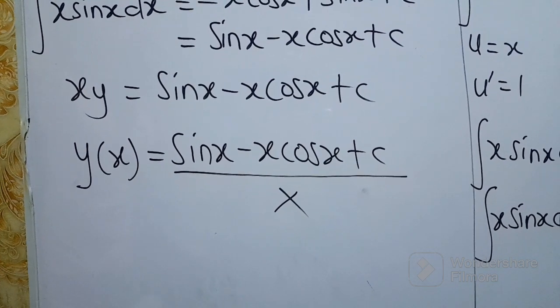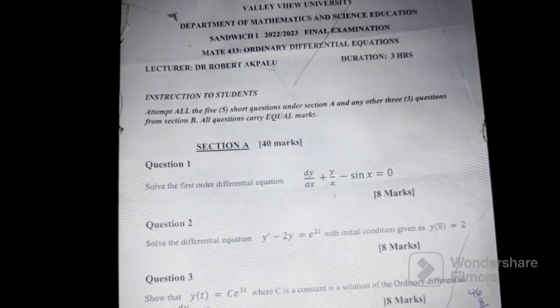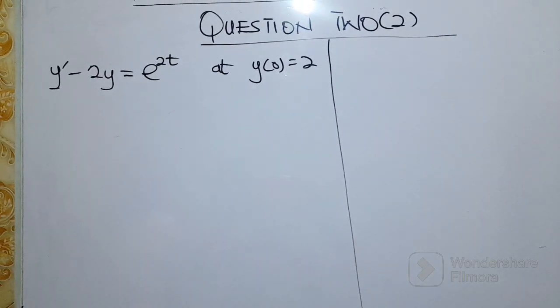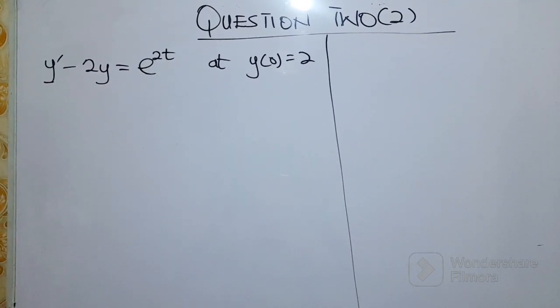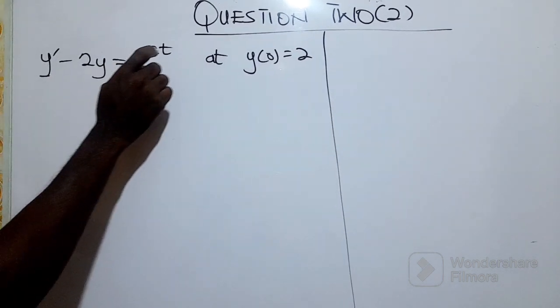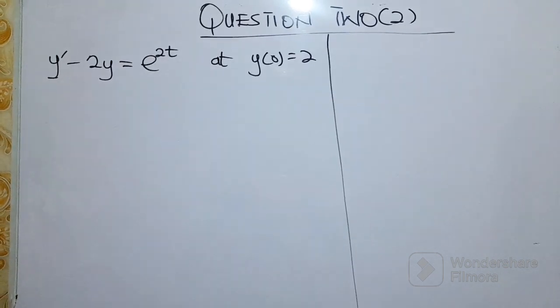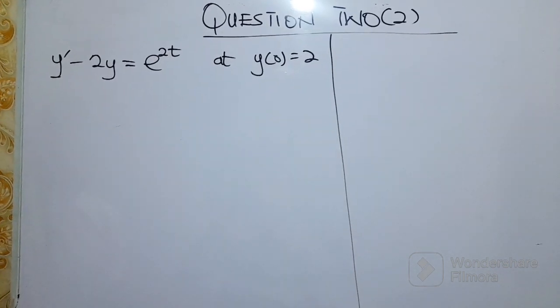We'll go to question 2. So question 2, which is also worth 8 marks, is that we should solve the differential equation y prime minus 2y equal to e exponent 2t, with initial condition giving us y of 0 equal to 2. So this particular question is also on linear first order ordinary differential equations, in the sense that there is no y component attached to the t here. So we are going to solve it just as we solved question 1.